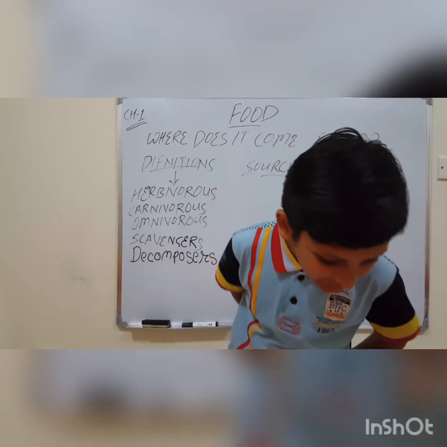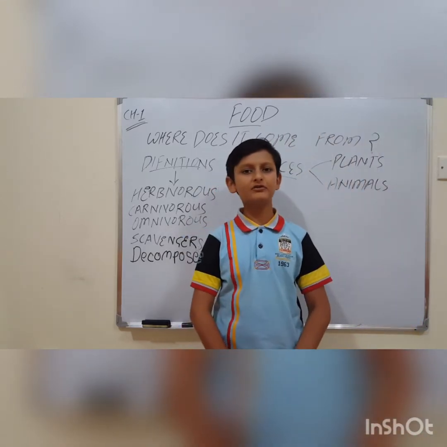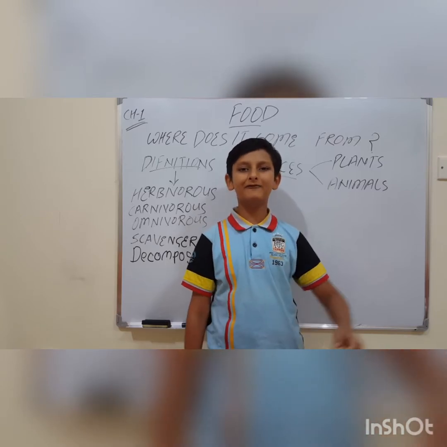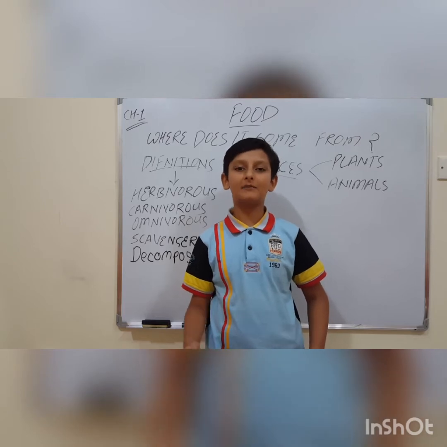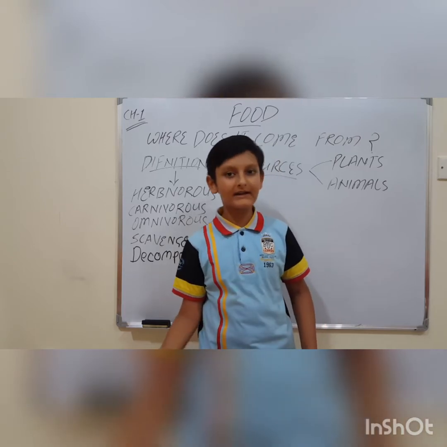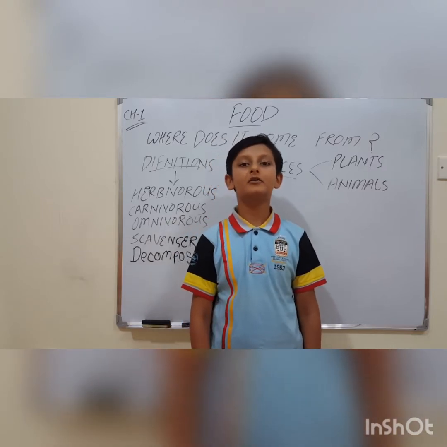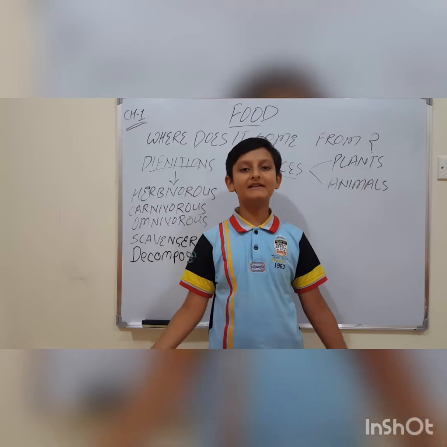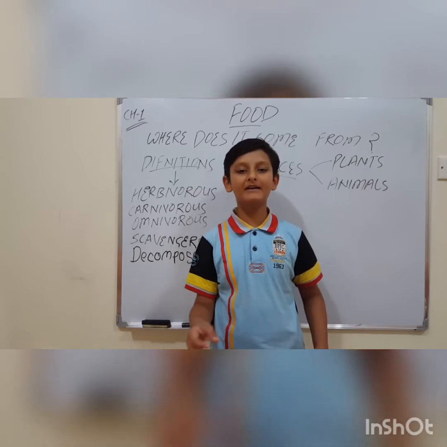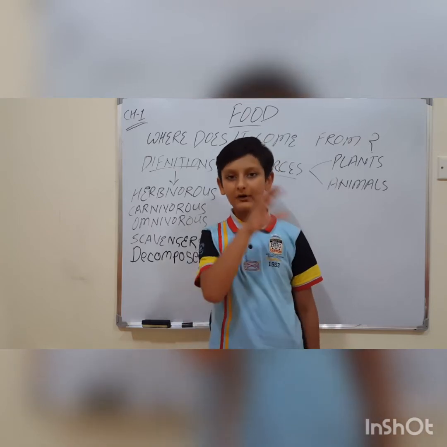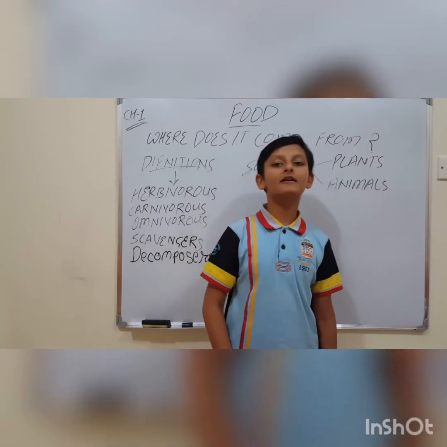First of all, food from plants. Plants are known as producers because they produce their own food. They use carbon dioxide from the air, water, and chlorophyll. Chlorophyll is the green pigment present in the leaves of plants, and this whole process of making their food is known as photosynthesis.